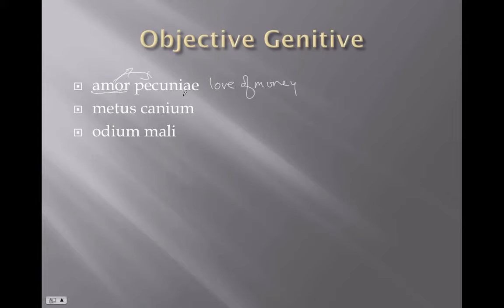Now notice it is not possessive at all. I mean, money doesn't possess the love here. Money is the recipient of the love. Money is the object of the love. So, amor pecuniae, love of money. So this is the objective genitive. Metus canium, fear of dogs.